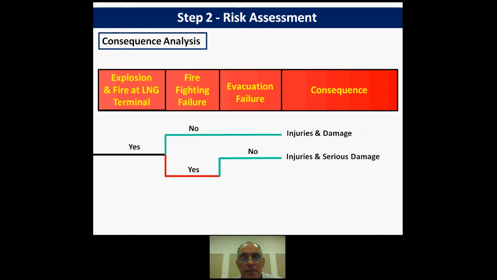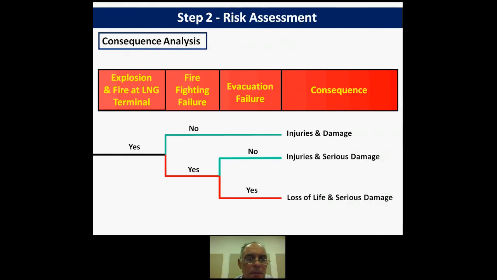if there's no evacuation procedure in place, or some sort of failure occurs in the evacuation, it will result in some injuries and serious damage as a result of spreading of the fire. So that's the difference in the final outcome. And if we do have an evacuation failure, then we have loss of life. We may have loss of life and serious damage, which is the worst case scenario in this case.